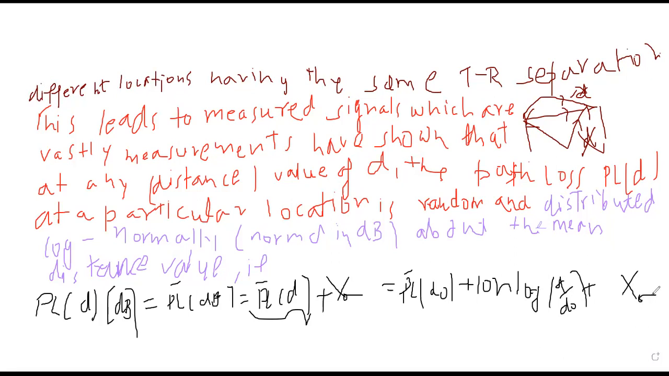So the X sigma is a zero mean Gaussian distributed random variable in dB. Sigma is the standard deviation.